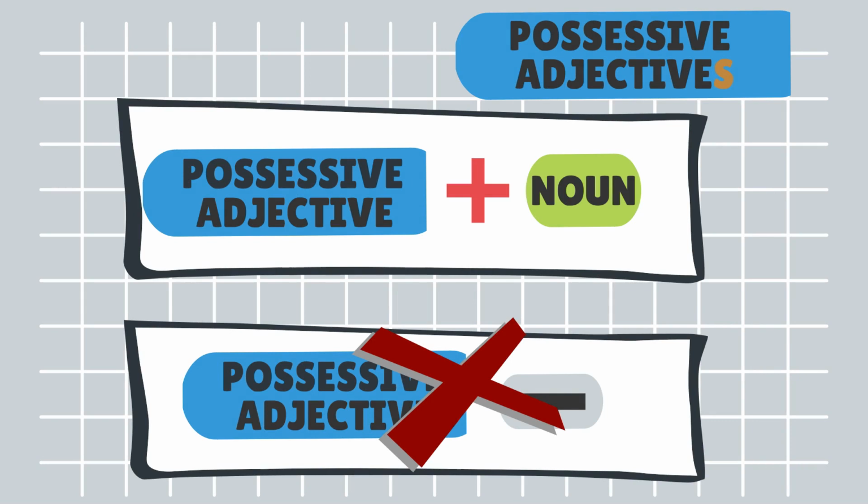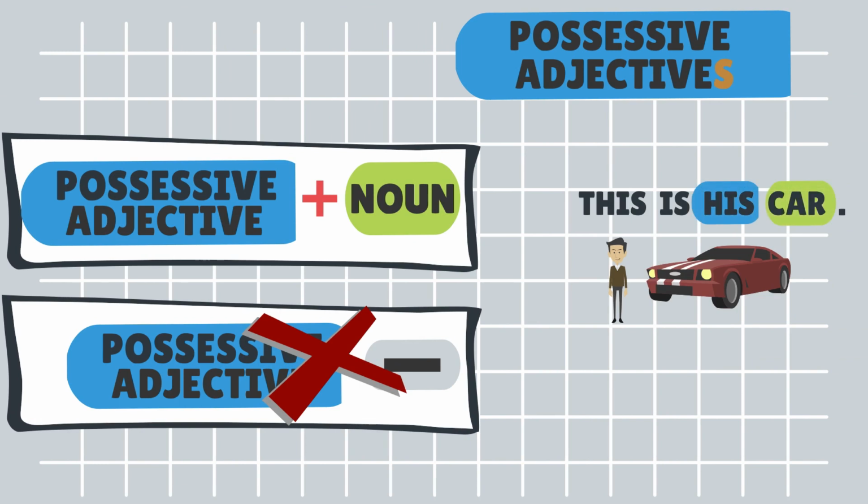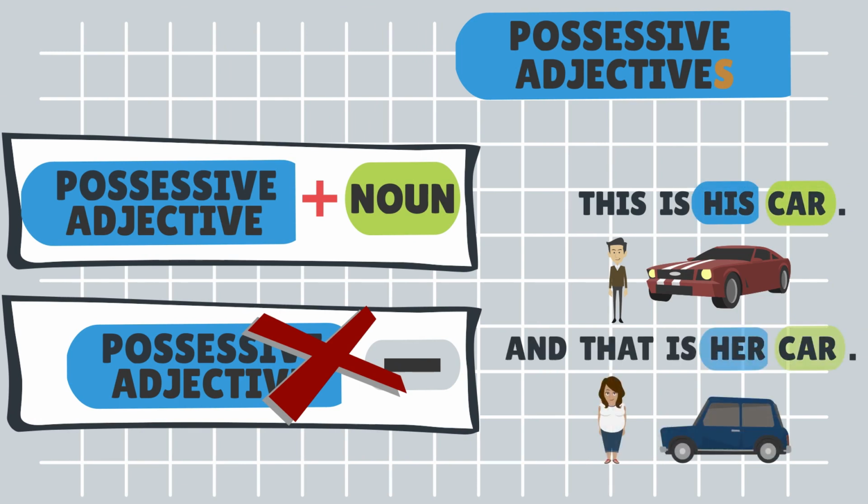Possessive adjectives are always used with nouns. This is his car. And that is her car.